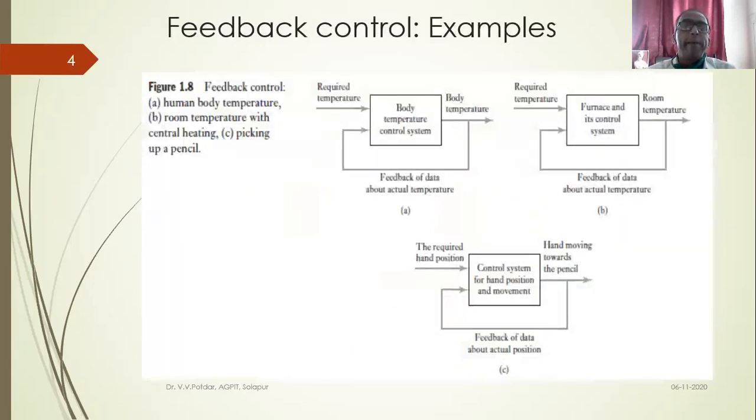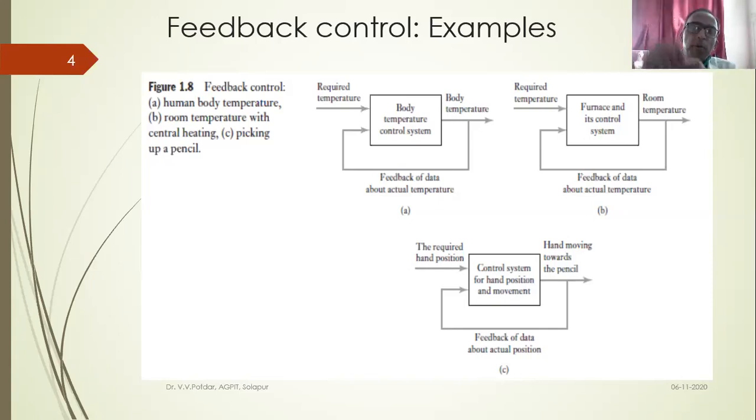Now, for feedback control of human body temperature, how is the block diagram represented? Just observe here: required temperature, the body temperature control system, the maintained body temperature, and feedback of data about actual temperature, from the skin or whatever sensors are on the human body. The second example is room temperature with central heating: the required temperature, the actual temperature, feedback of data about actual temperature, and corrective action so that the furnace is actuated and the room temperature is maintained.